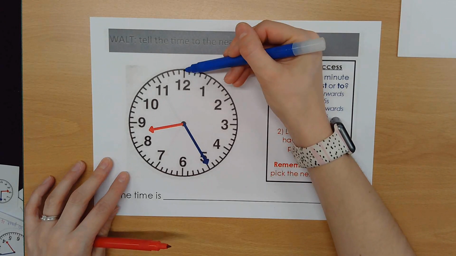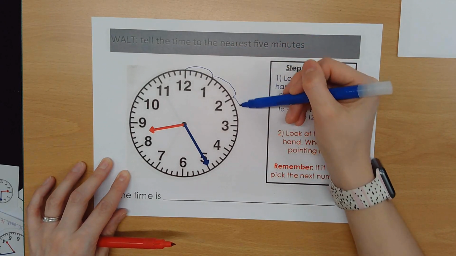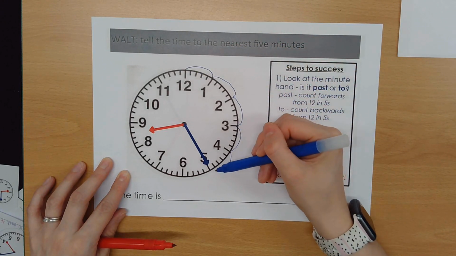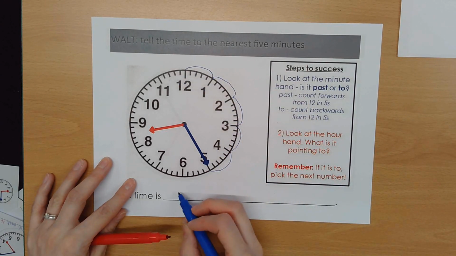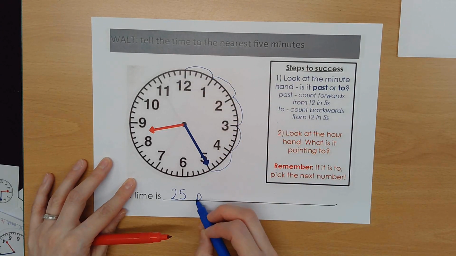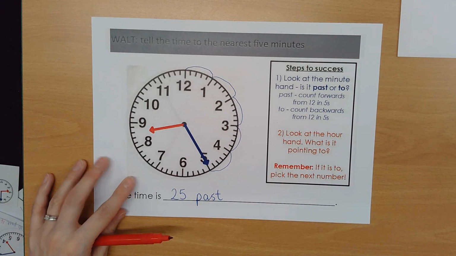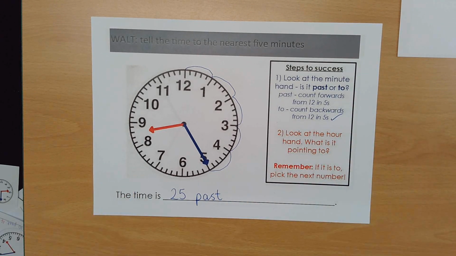Okay, let's have a look together. So I'm starting at 12. It's 5, 10, 15, 20, 25. 25 minutes past. So 25 past. I've done step 1. Now we need to look at the hour hand.